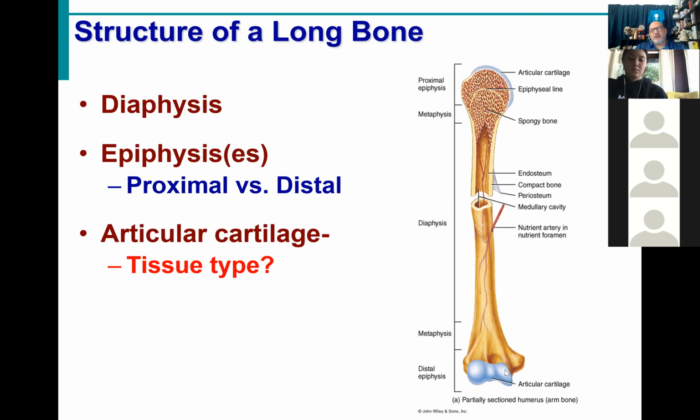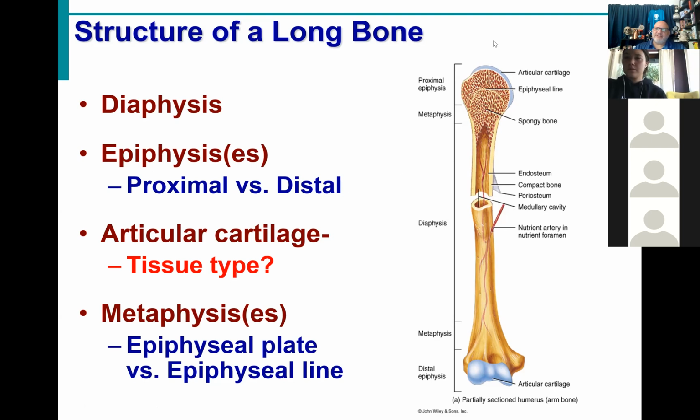Articular cartilage is the cartilage that forms the joints at the ends of the bones. And what kind of tissue did we say that was again? Hyaline cartilage. Hyaline cartilage, excellent. We have that transition area, the neck region known as the metaphysis. And in the metaphysis, notice like this one has a thin line of compact bone, which tells us that the epiphyseal plate has closed and it is forming the epiphyseal line. Whereas if this was an immature bone, then we'd have a thin line of cartilage in this space, and that would be the epiphyseal plate.